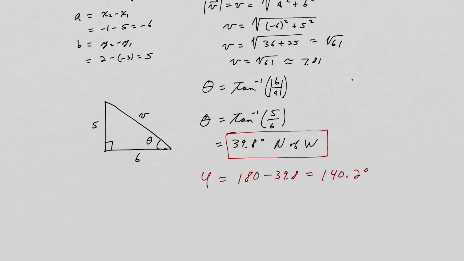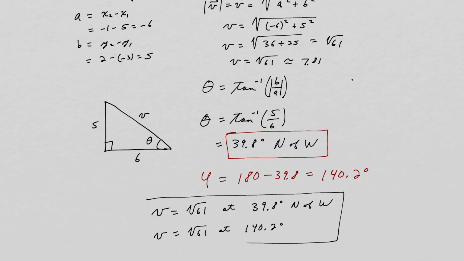So for my final result, I could say V is equal to the square root of 61 at 39.8 degrees north of west. That's enough information. Or I could say V is equal to the square root of 61 at, and if I just give an angle by itself, 140.2 degrees, it's assuming I'm measuring counterclockwise from the positive x-axis. So either of these is okay. Both of them tell me that that vector V is in the second quadrant. These are really vectors now, right? That it's in the second quadrant.